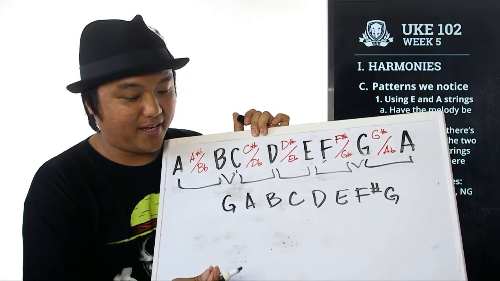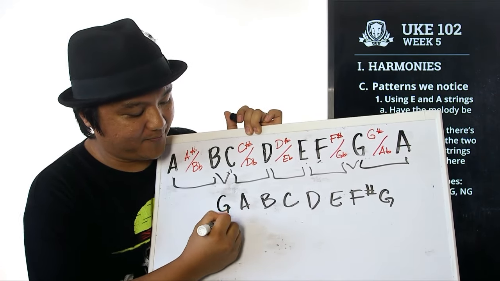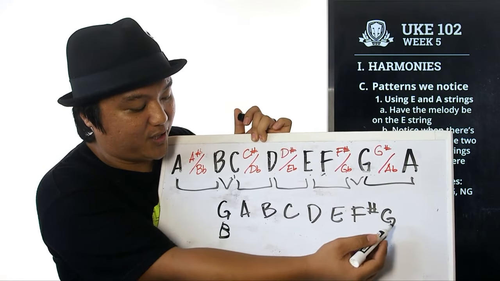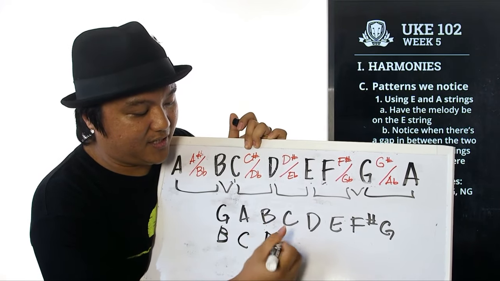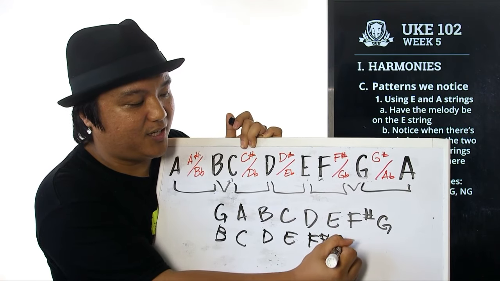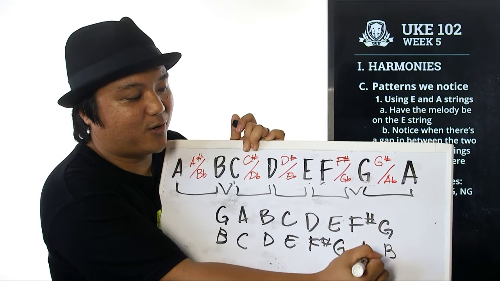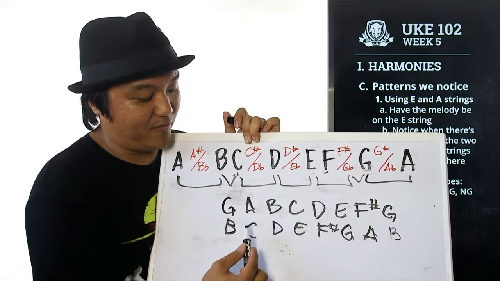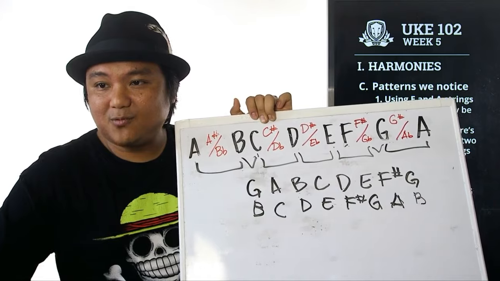So the thirds harmony in the G scale. G, A, B, right? So G and B will be together. If I just wrote out B, C, D, E, F sharp, G, and then A, B, that should be correct, right? Because if we're moving up, then the harmony should also be moving up. So I moved up from B all the way up. Let's test this really quick.